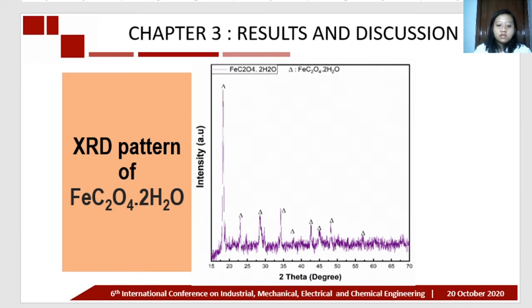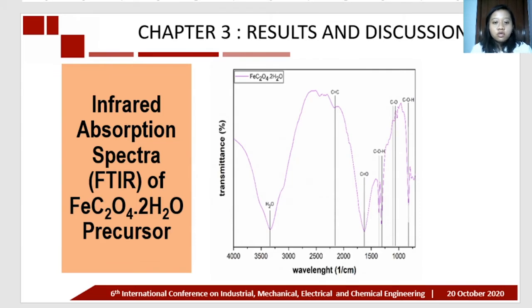Result and discussion. The result of the XRD spectra of iron oxalate powder: the diffraction pattern corresponds to the diffraction peak of iron oxalate, so it can be concluded that the solids formed are iron oxalate powder. The peaks in the diffraction pattern have high intensity, and this indicates that it has high crystallization properties. FTIR analysis is used to determine the functional groups in iron oxalate particles. Based on the result, the high hydroxide peak indicates that the precipitate formed is the hydrate form.